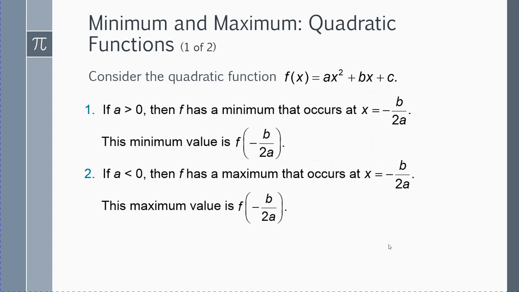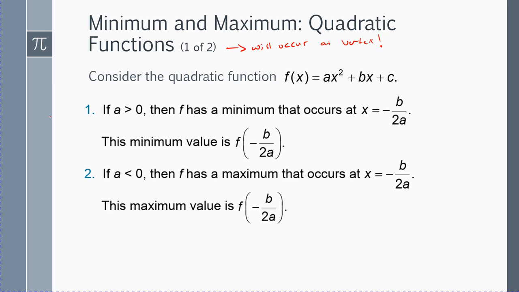Now I want to talk about maximum, minimum. Okay, so if you have a quadratic function, the maximum and minimum value of the quadratic function is going to occur at the vertex. That's easy, we know how to find the vertex. So consider the quadratic function f of x is equal to ax squared plus bx plus c. If a is greater than 0, then f has a minimum, which occurs at x is equal to negative b over 2a. The minimum value is f of negative b over 2a.